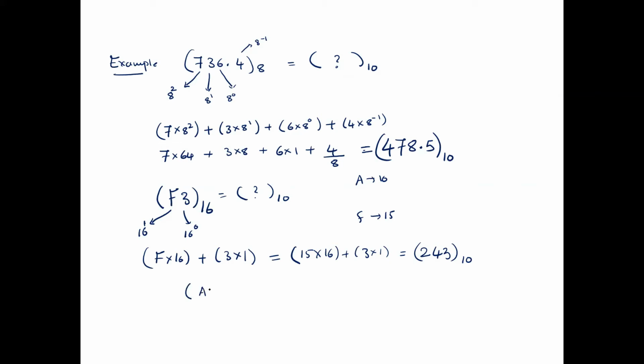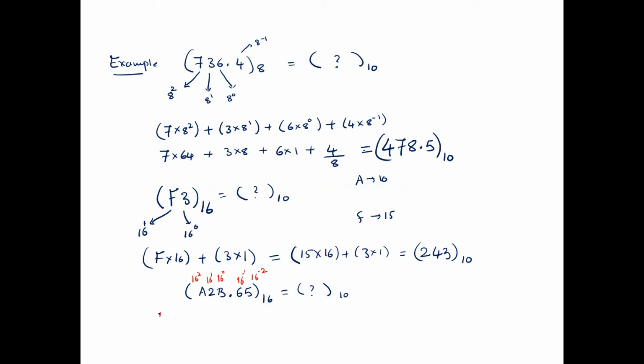So I will write A2B.65 to the base 16. Now convert this into the decimal number system. How are we supposed to convert into decimal? First, you need to identify the place value. You need to start from the decimal point towards the left. So this is 16 raised to 0, 16 raised to 1, 16 raised to 2. And this is 16 raised to minus 1, and this is 16 raised to minus 2.